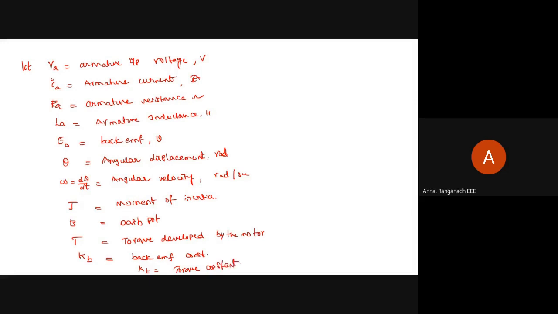So these are all the notations I'm going to use in the further derivation. That's why I consider these assumptions. Let VA equal armature voltage, IA, RA, LA, back EMF, angular displacement, angular velocity, moment of inertia, dashpot, torque developed by the motor, back EMF constant, torque constant. After assuming these things, now we'll go for the analysis.